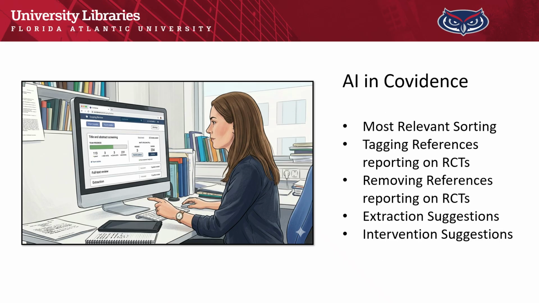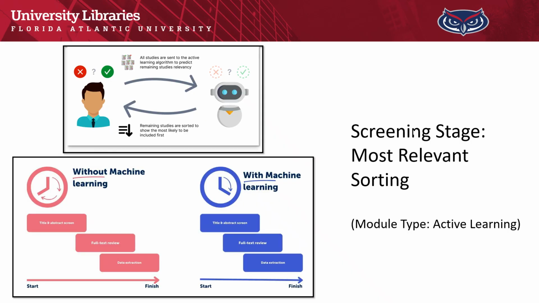Covidence currently has 5 automation features available in its product: most relevant sorting, tagging references reporting on RCTs, removing references not reported on randomized controlled trials, extraction suggestions, and intervention suggestions. The most relevant sorting tool brings more relevant studies to the top of the screening list based on voting behavior. The more studies that are screened, the better the algorithm becomes at sorting.